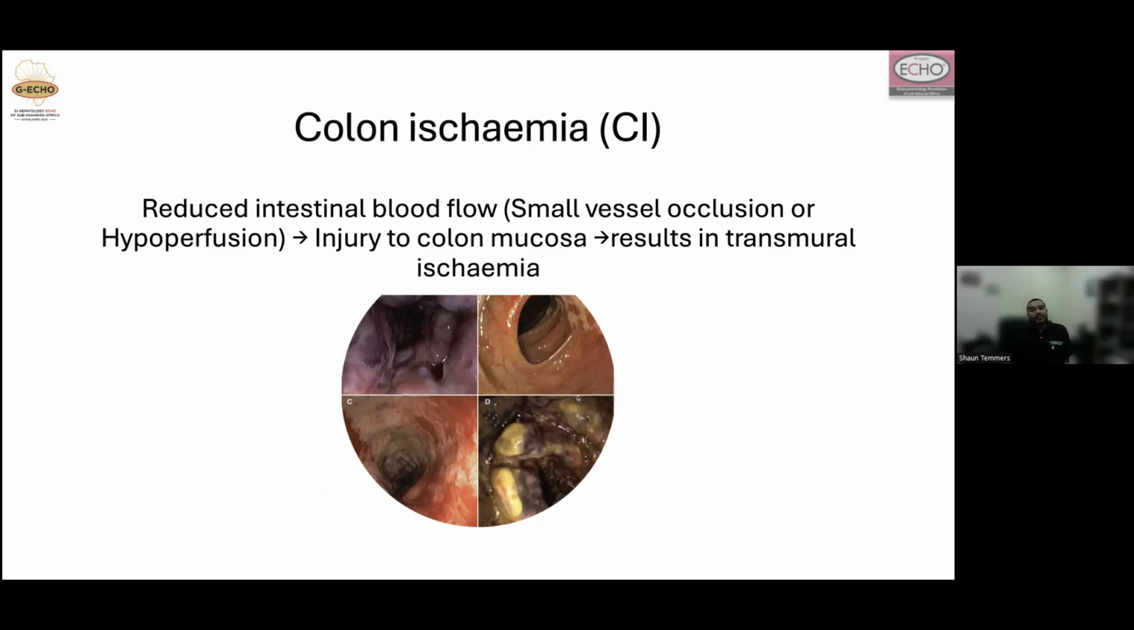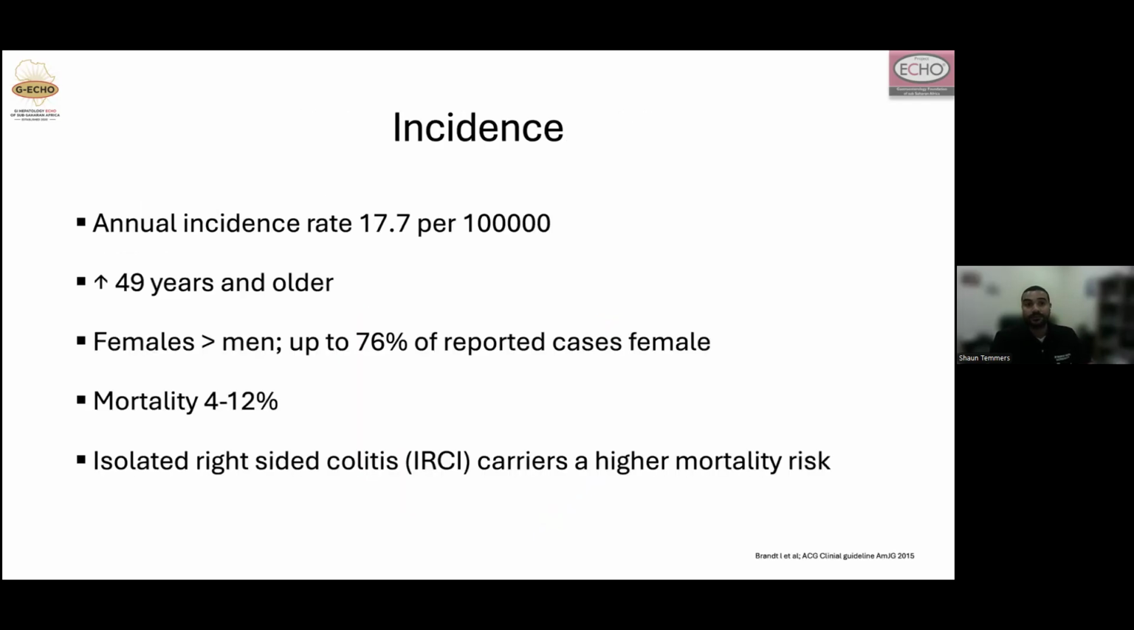So the preferred term is colonic ischemia, as there's no true colitis in these patients. The physiology here is due to reduction in intestinal blood flow, and it can be due to either small vessel occlusion or hypoperfusion. There's injury to the colonic mucosa. This results in some degree of transmural ischemia, whether patchy or complete.